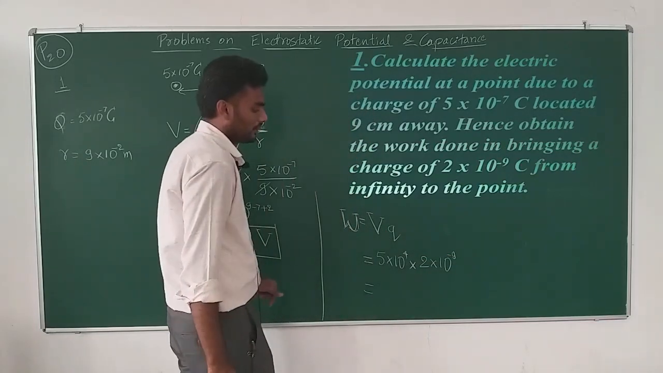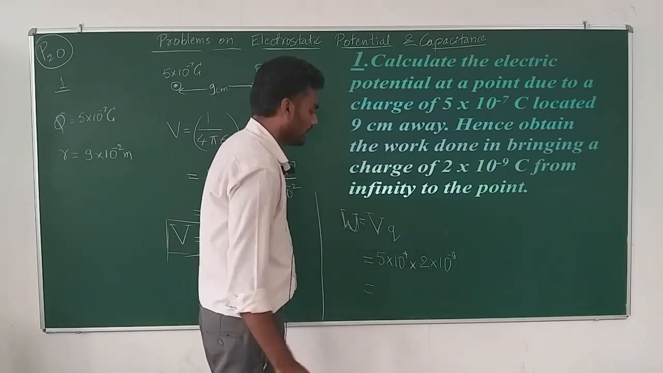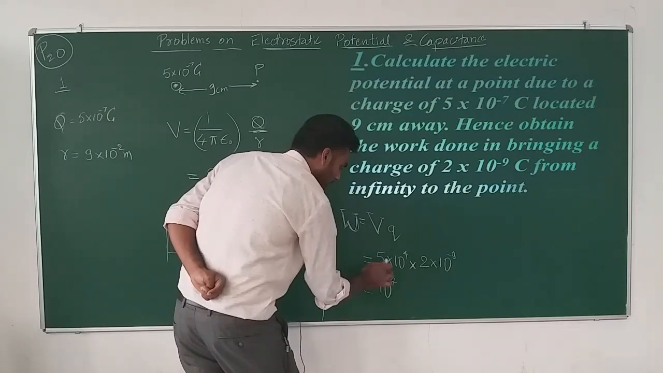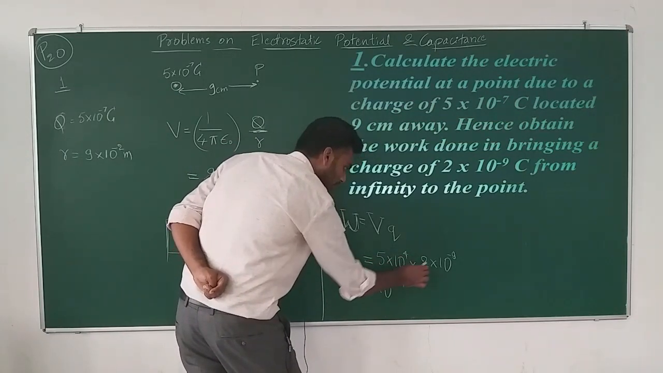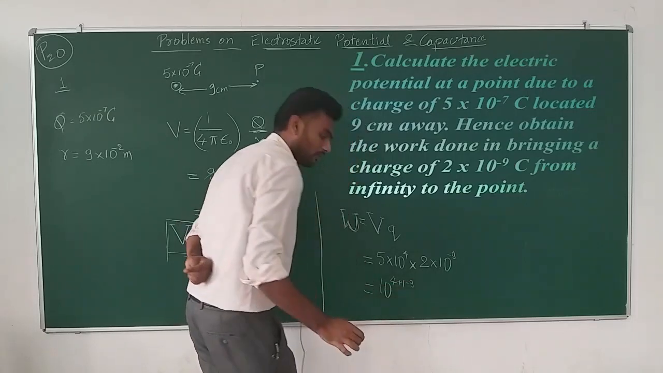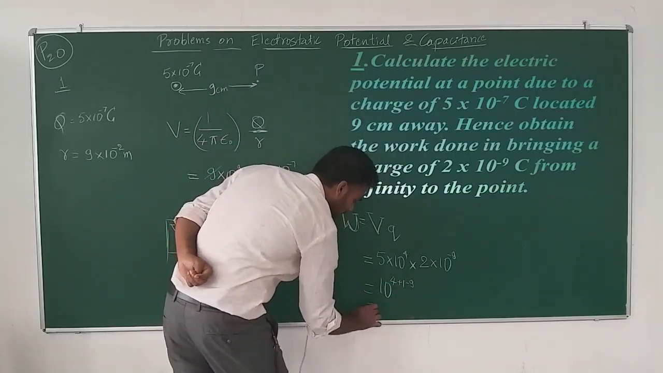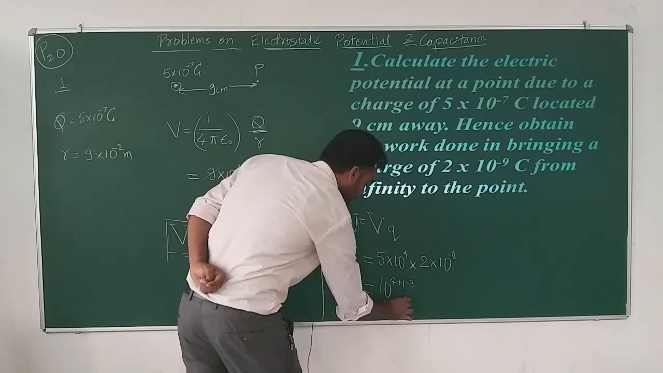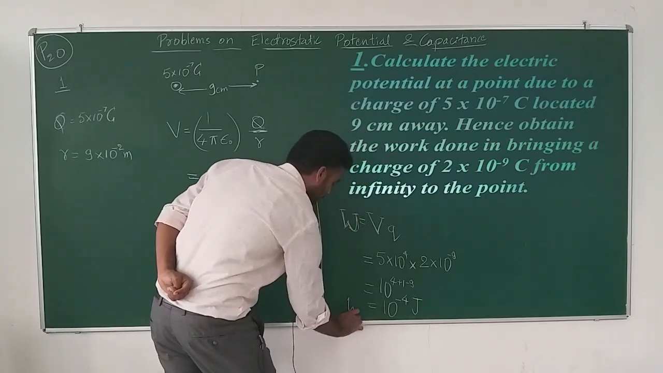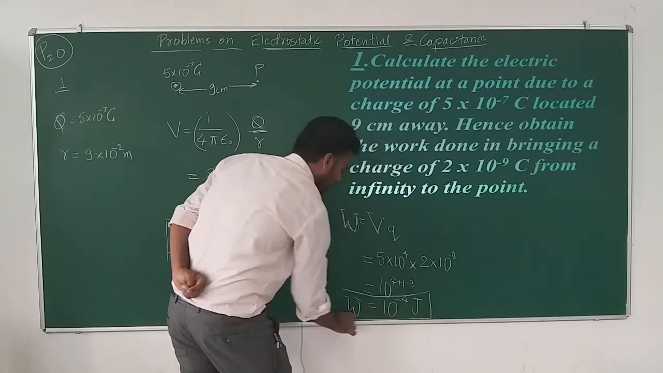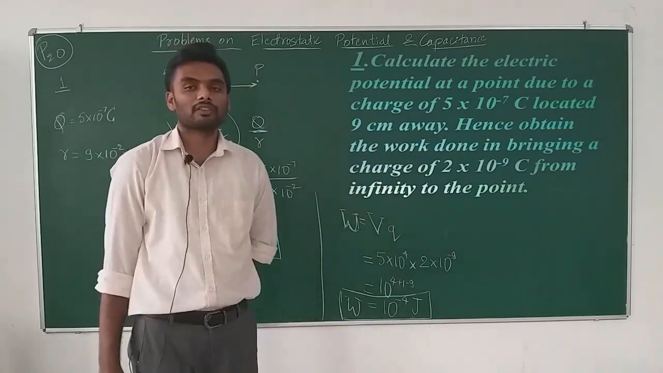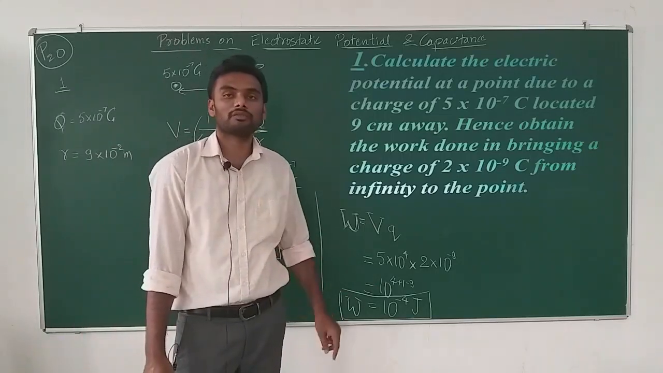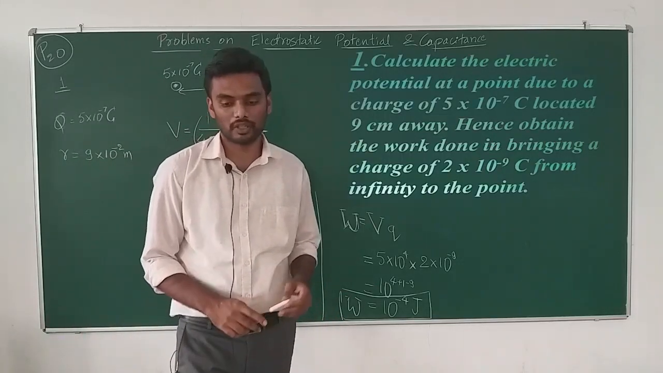Nano it is. Simplify that. 5 into 2 is 10, so it is 10 to the power of 4 plus 1 minus 9. Clear? So which is equal to 10 to the power of 4 plus 1 is 5, 5 minus 9 is minus 4 joule. So in order to bring a charge of 2 into 10 to the power of minus 9 coulomb from infinity to this point, I need to do 10 to the power of minus 4 joules of work.